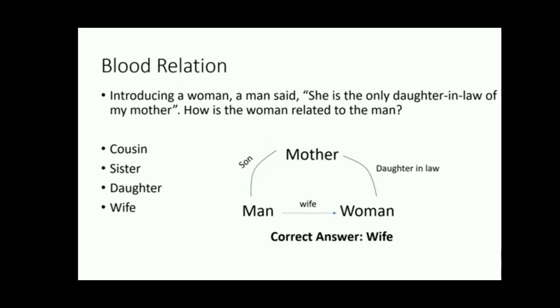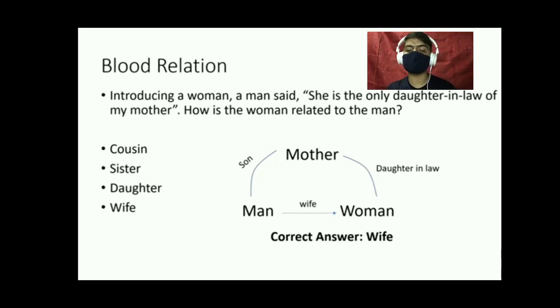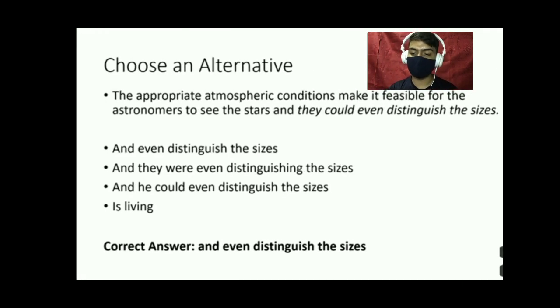Then there is a blood relation question. Introducing a woman, a man said, she is the only daughter-in-law of my mother. How is the woman related to the man? As you can see from the graph, the correct answer is wife. Based on that, I decode in that format and the correct answer for the question is wife.